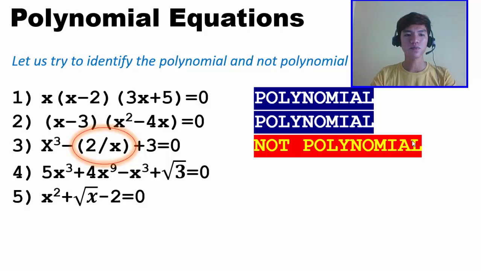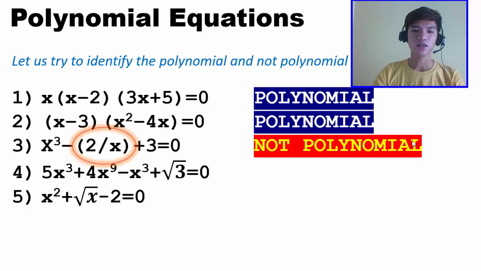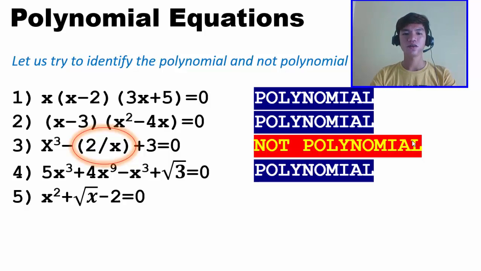Then the fourth one, 5x cubed plus 4x raised to 9 minus x cubed plus square root of 3 equals to 0. It is a polynomial. Then you have to combine the similar terms, 5x cubed minus x cubed.